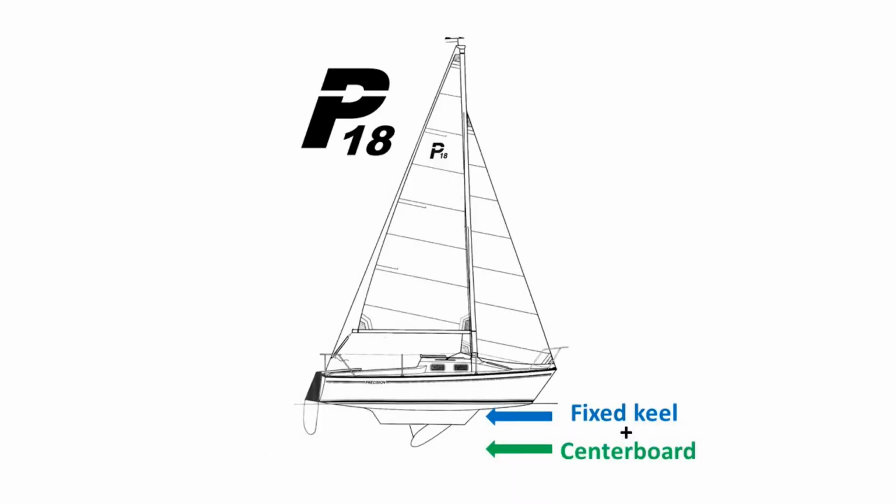And so, of course, on the Precision 18, you have a shoal draft keel, which provides some lateral resistance, and then you have the centerboard that you can drop down that provides additional lateral resistance. And so what I wanted to demonstrate today is the difference between sailing with the centerboard up and the centerboard down, because the difference is noticeable. So I decided to do two demonstrations of leeway.